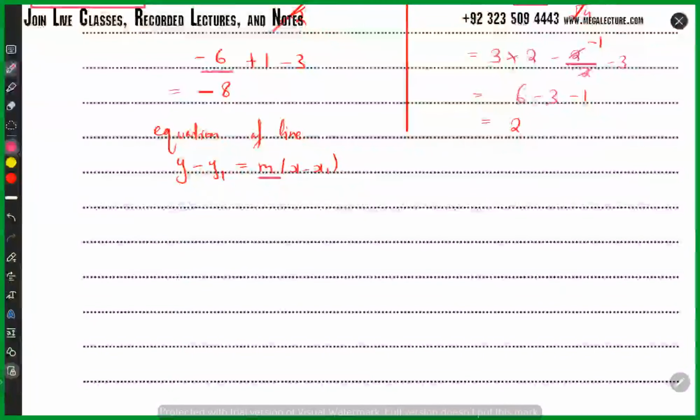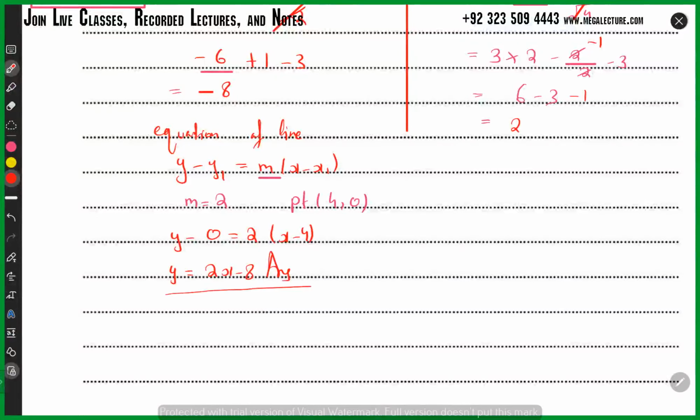And now that has turned out to be 2 slash negative 8. So let's consider 2 for this, and you can automatically do it for negative 8. And the point lying on the curve has coordinates 4, 0. So if I find the equation, it is going to give me y minus 0 equals m is 2, x minus 4. So it's y equals 2x minus 8. And this is going to be the answer.